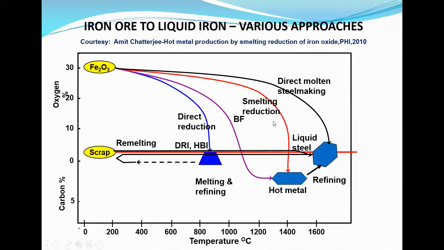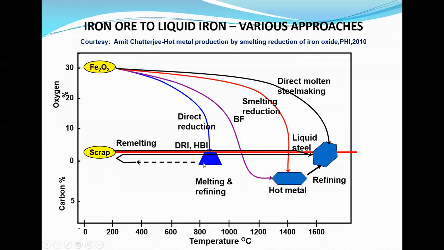Okay, before I proceed, in the first slide I am showing something like a phase diagram. On the x-axis is the temperature, and on the y-axis the composition, oxygen and carbon. Basically, any product of iron and steel making is shown in this diagram. You can see this is the DRI, this is the hot metal, this is the steel. This is a very nice diagram, taken from Amit Chatterjee's book on hot metal production by smelting reduction, 2010. It gives a very conceptual view of the different products of iron making and the different processes.